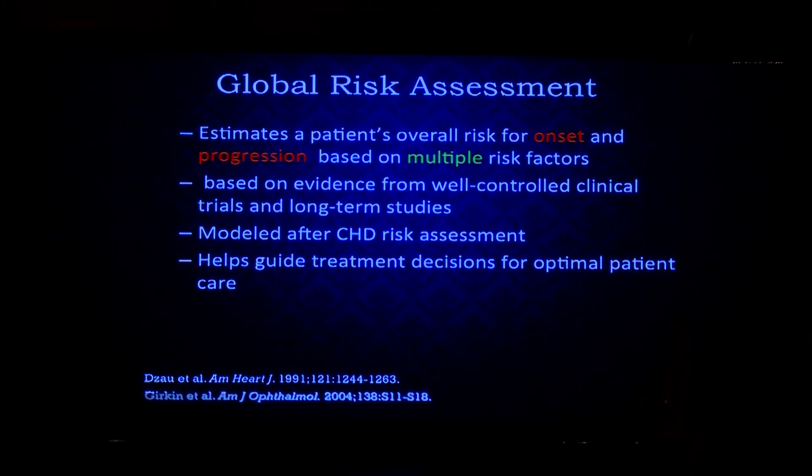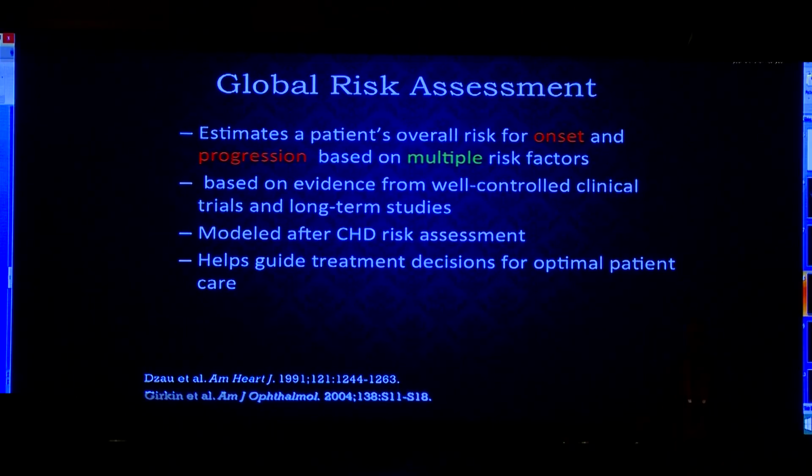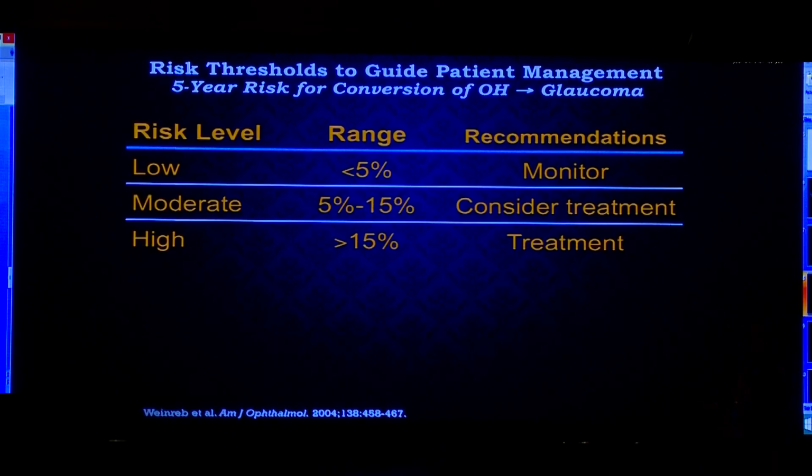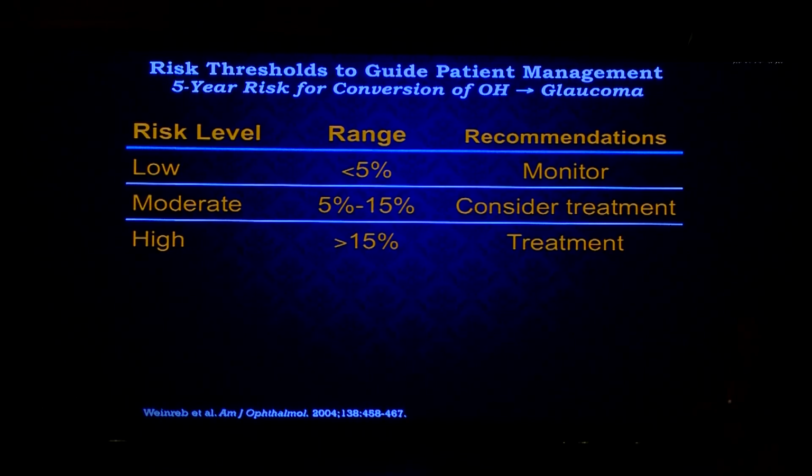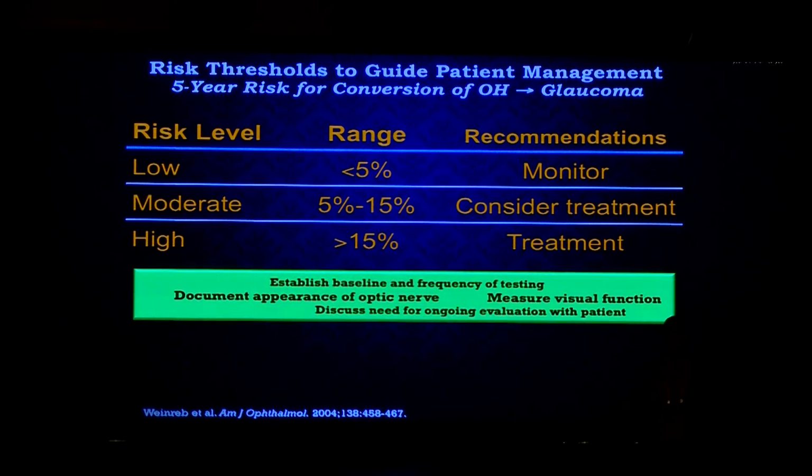So the global risk assessment depends on multiple risk factors based on evidence from well-controlled trials, and of course it is modeled after the coronary heart disease risk assessment guidelines, and helps guide treatment decisions for optimal patient care. So the risk threshold to guide patient management over 5 years: low risk, less than 5%, you could monitor; moderate, 5 to 15%, you need to consider treatment; and high risk, more than 15%, you definitely need to start treatment.